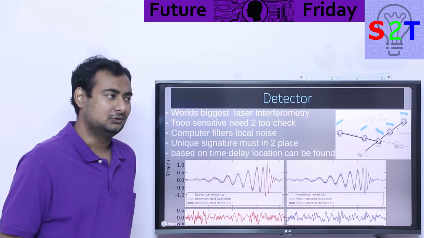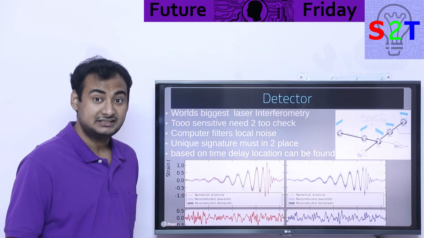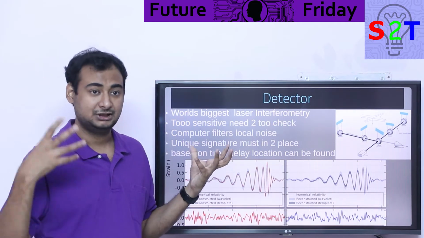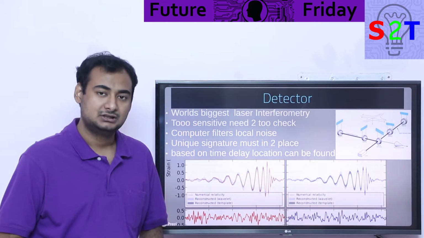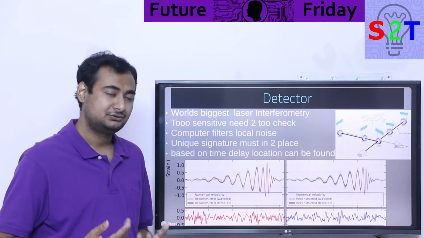Now you would be like, okay, if the instrument is that sensitive, wouldn't it detect every other thing? Short answer, yes. That's why we had to build two of them. Let's say you build two of them and you detected a signal, but that was caused by an earthquake in Japan. Based on triangulation, you will figure out if that's what it is, so you don't have to worry about it.